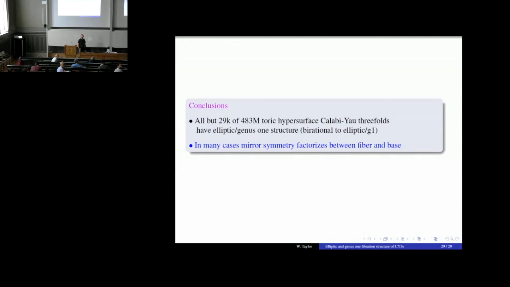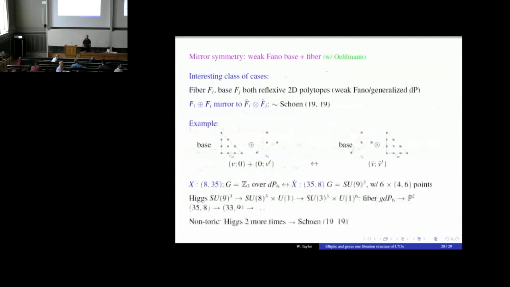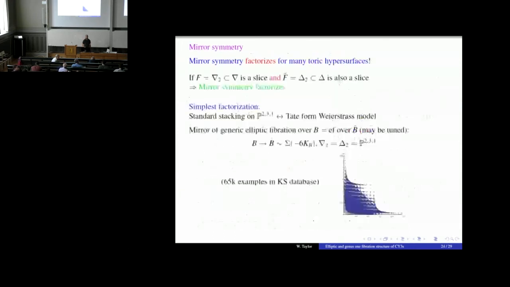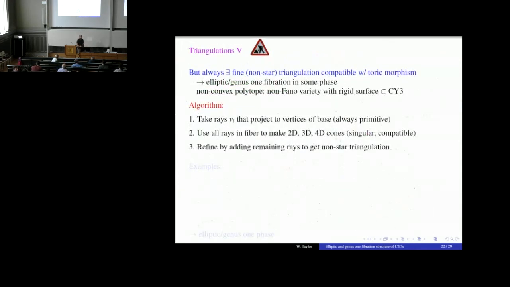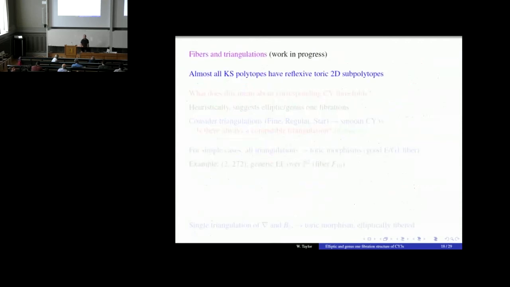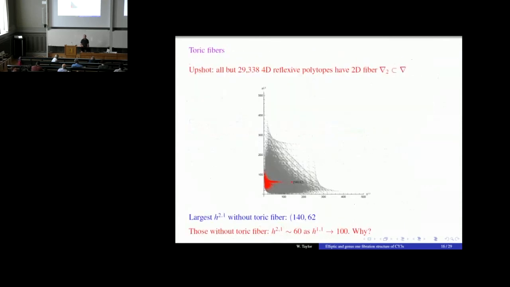Those 29,000, do you know that they don't, or do you not know that they do? We do not know that they do. This is part of this question that I raised. So all we've done is check whether these have obvious elliptic fibrations, in the sense that we have this subpolytope.